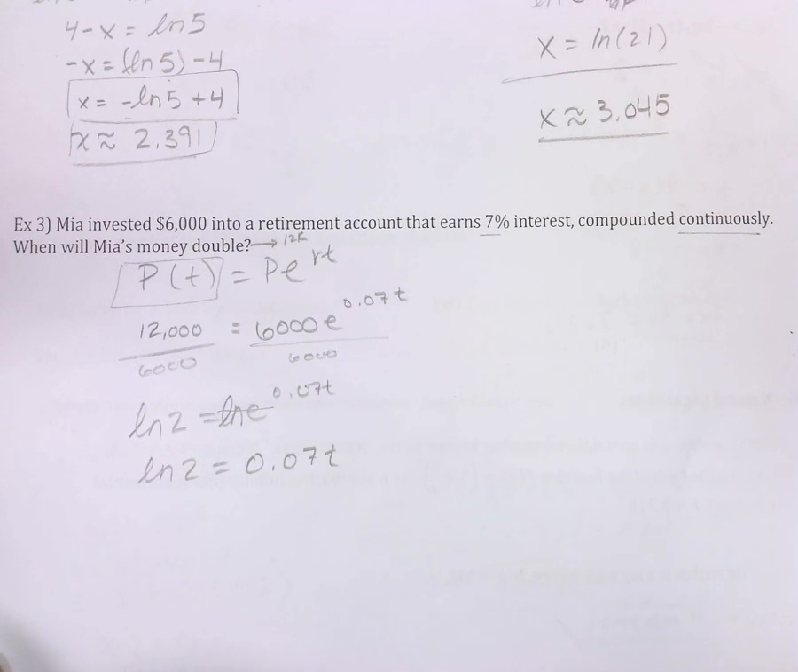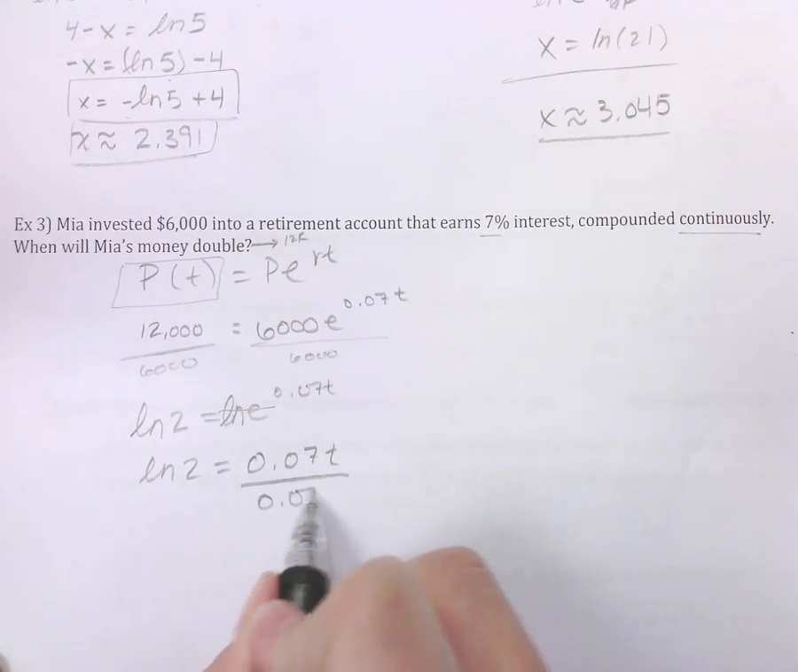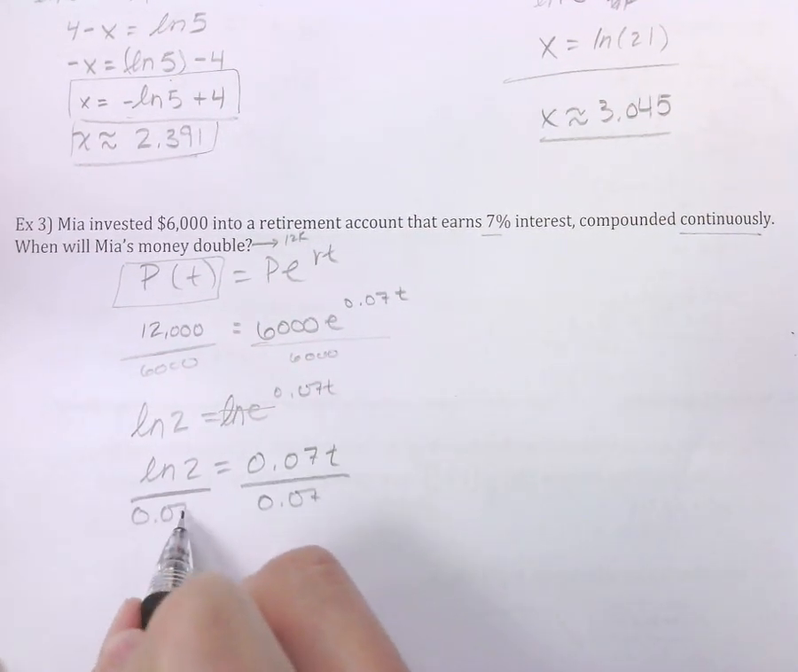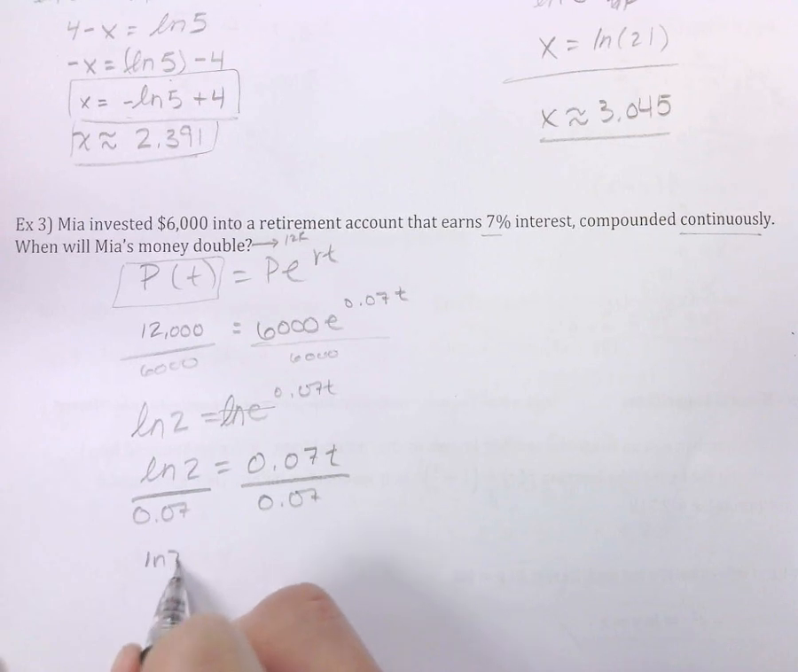Did I do this right? And then divide by 0.07. Yep, doing great, fellas. Good job. Basically you need the calculator for the rest.